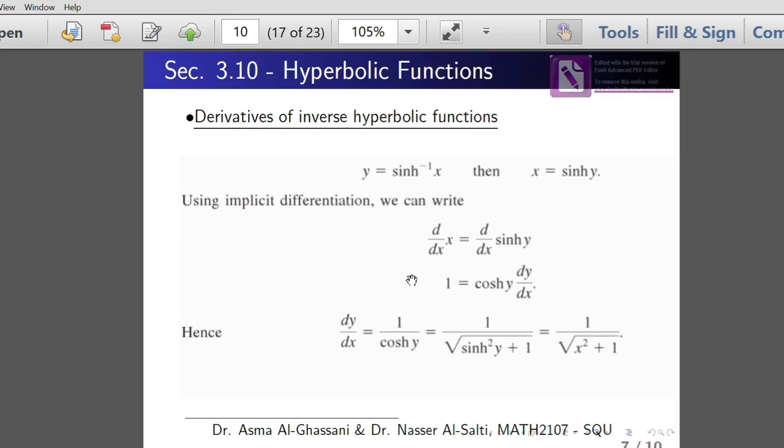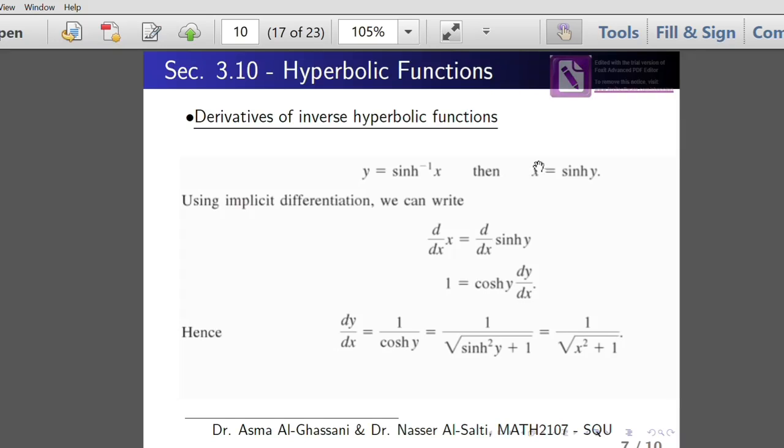So we also need to know the derivative of the inverse of hyperbolic functions. Let us find the derivative of the inverse of hyperbolic sine. So y is equal to the inverse of hyperbolic sine of x. Now we need to find the derivative of this inverse. If y is equal to the inverse of hyperbolic sine, that means x is equal to hyperbolic sine of y. Now we will differentiate both sides of this equation with respect to x.